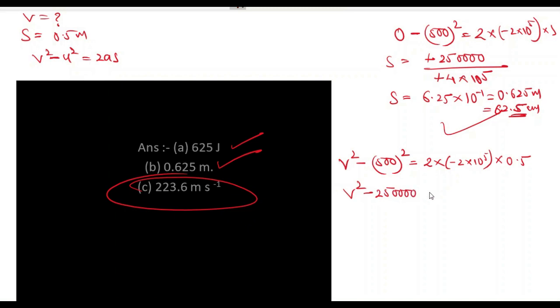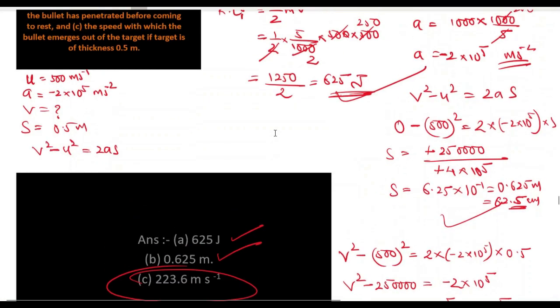Okay, so V square minus 250000 is equal to minus 2 into 10 raised to 5. So this will become 2.5 into 10 raised to 5 minus 2 into 10 raised to 5, which is 0.5. Hey, I'm again getting the same answer, which is not possible. There is some mistake which I'm making over here.